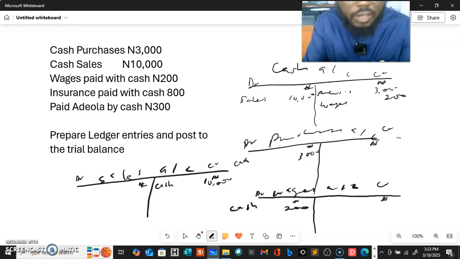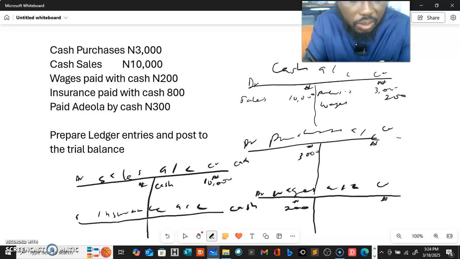So you can see that. The next one says that we paid insurance with cash. So we're going to come down here again. Let's try to manage the space. Insurance account. We have debits, we have credit. We pay insurance, also an expense. We paid insurance with cash. We paid how much? We paid 800 naira. So let us leave it, we're going to balance later.